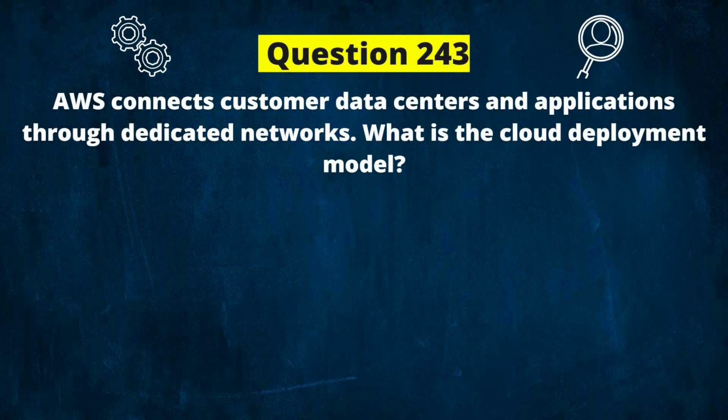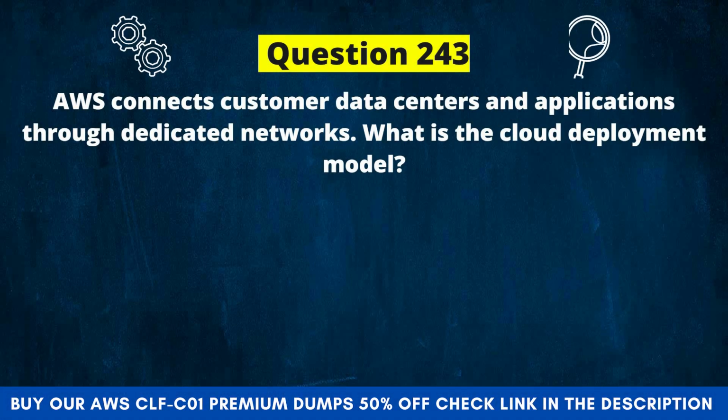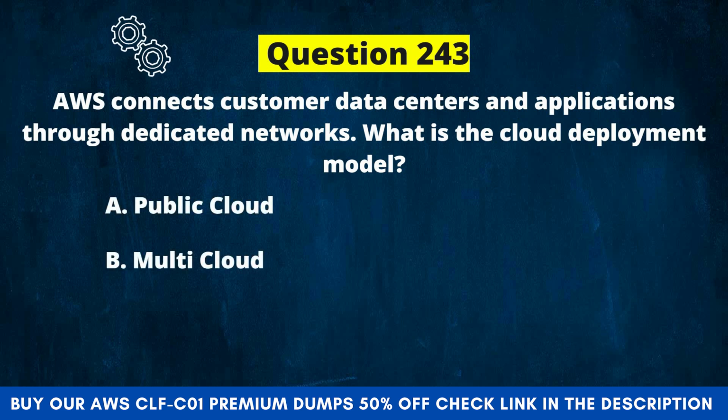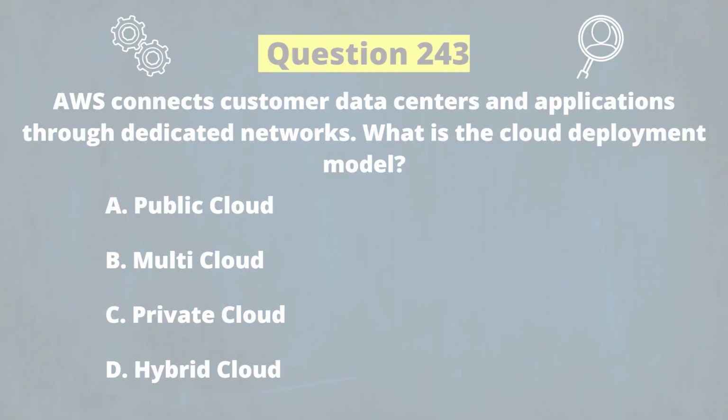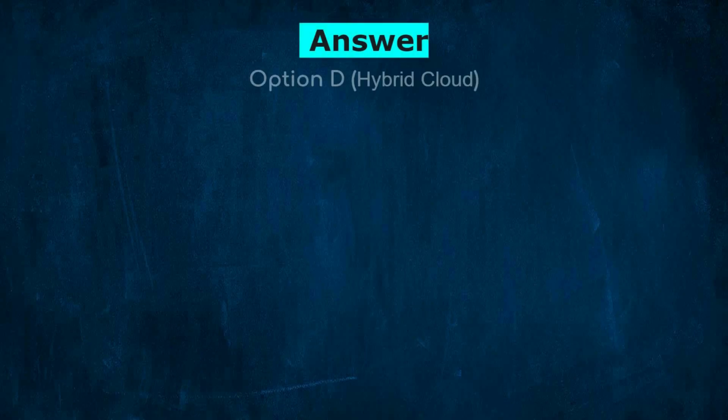Question 243. AWS connects customer data centers and applications through dedicated networks. What is the cloud deployment model? And the options are A. Public cloud, B. Multi-cloud, C. Private cloud, D. Hybrid cloud. And the correct answer is option D.